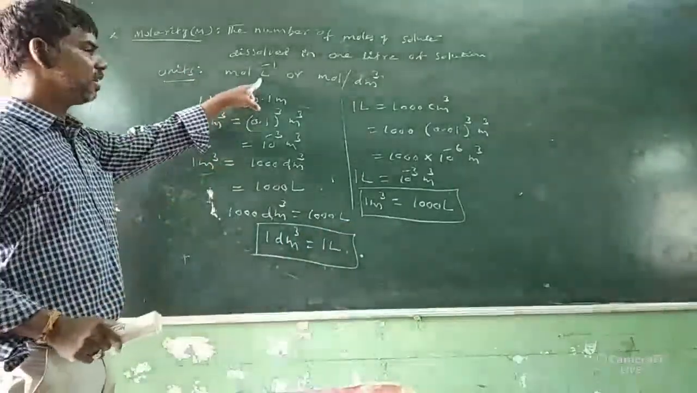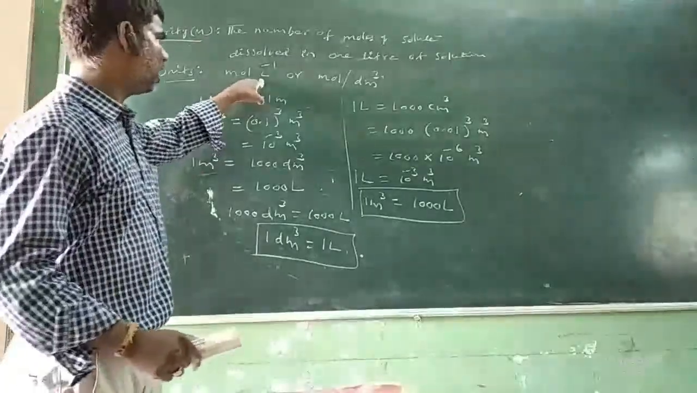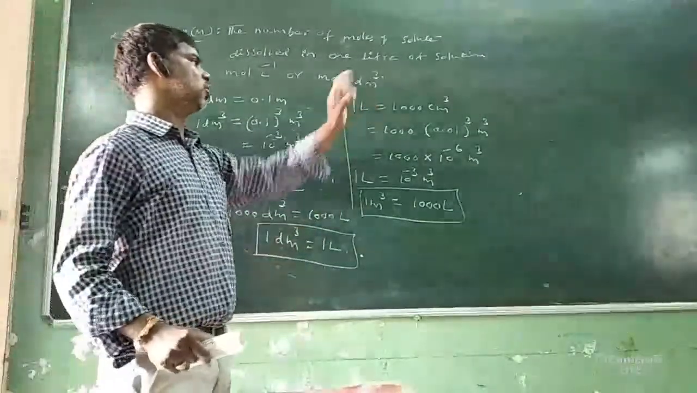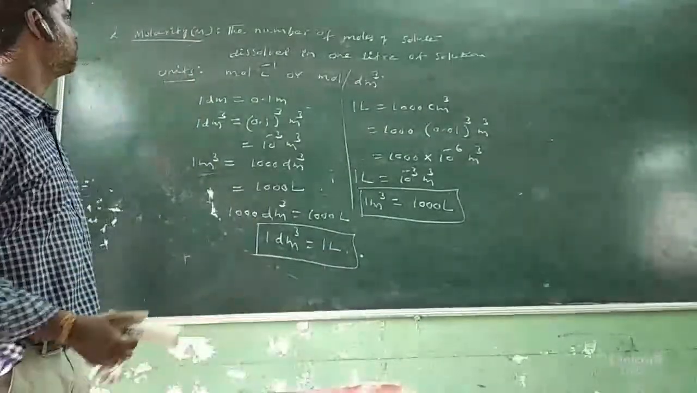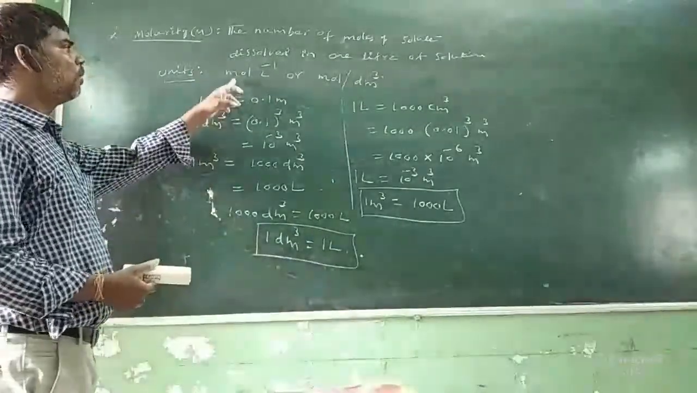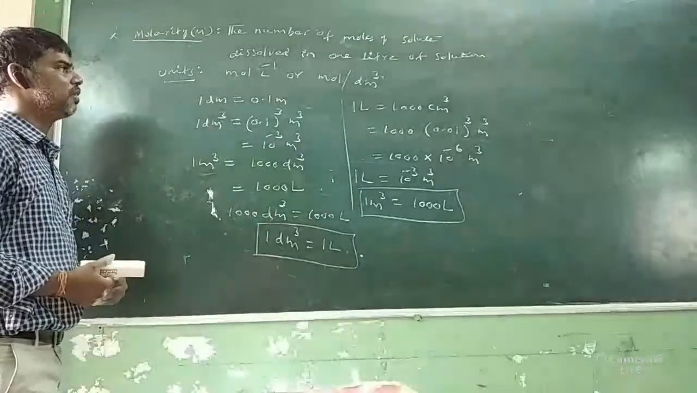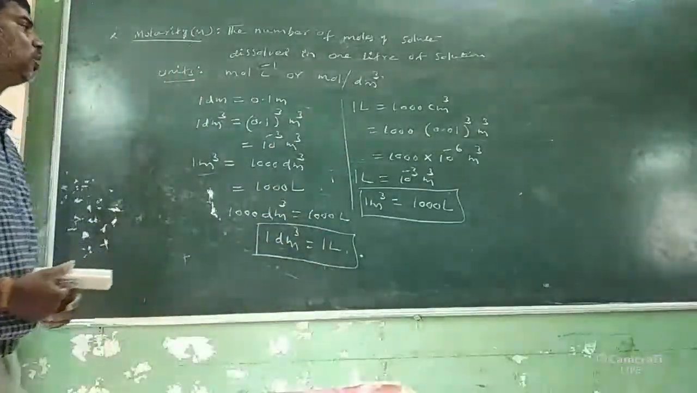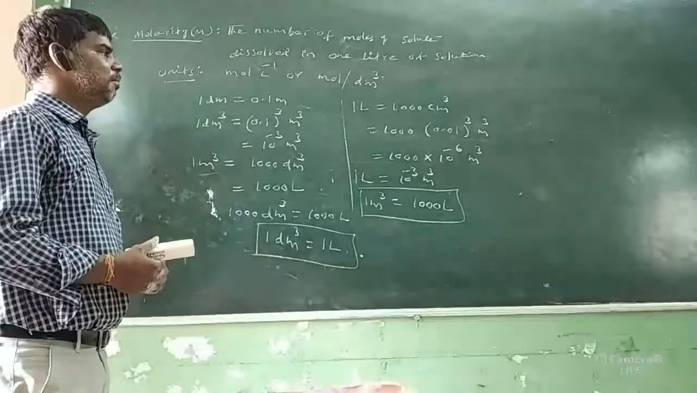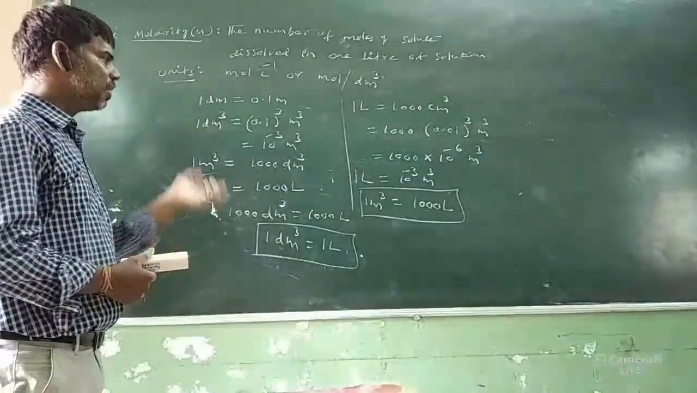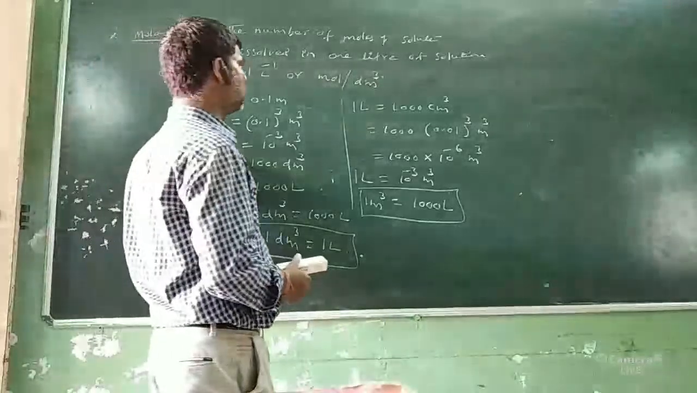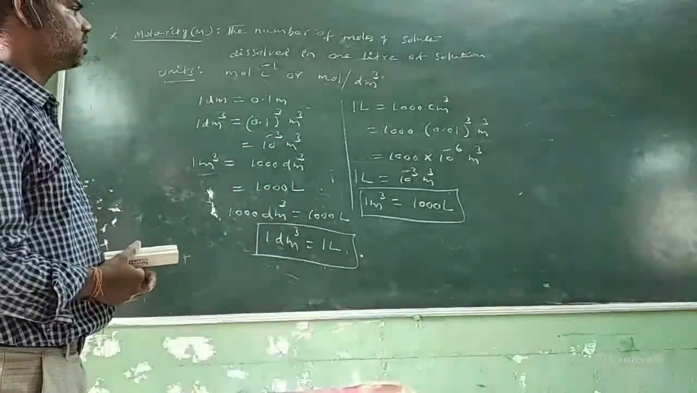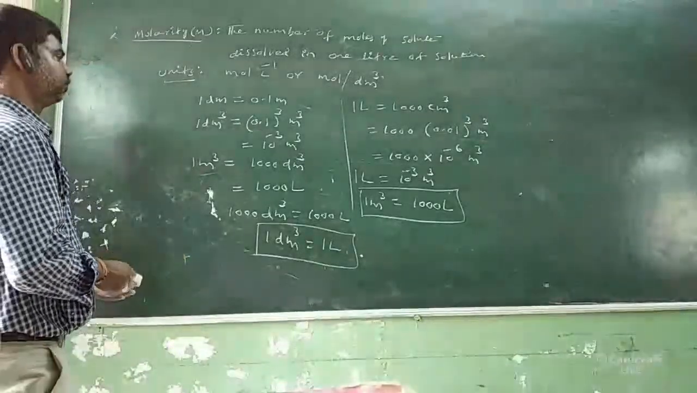So in the place of liter, we can replace decimeter cube. So the units for the molarity is nothing but mole per liter, or mole per decimeter cube. It is very important information, because we have to calculate the molarity based on the given units.